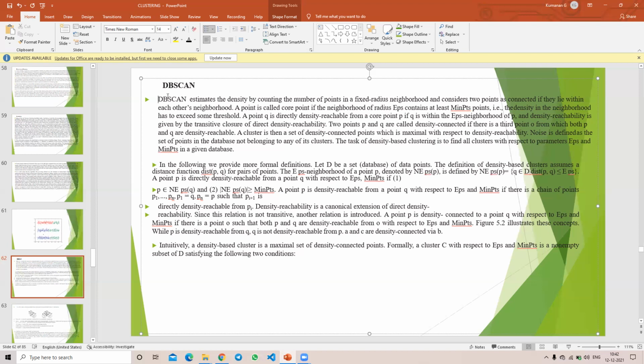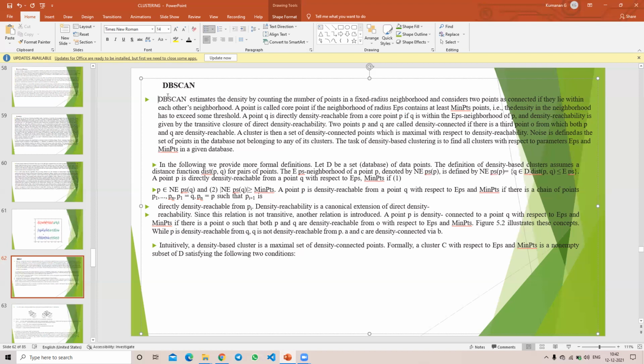if there is a chain of points P1, ..., Pn, with P1 = Q and Pn = P, such that P(i+1) is directly density reachable from Pi. Density reachability is a canonical extension of direct density reachability. Since this relation is not transitive, another relation is introduced.